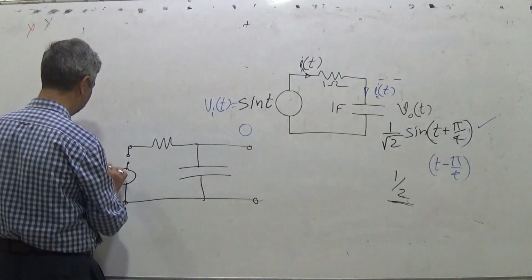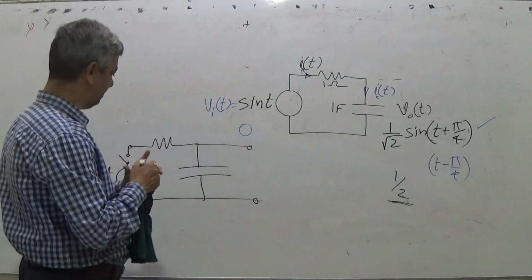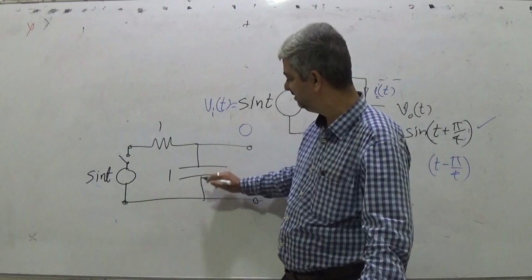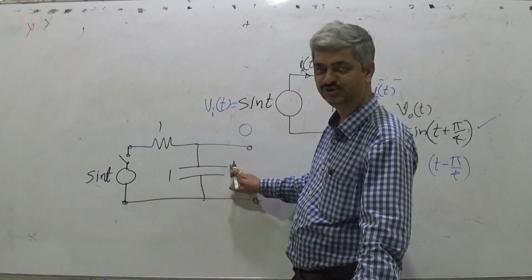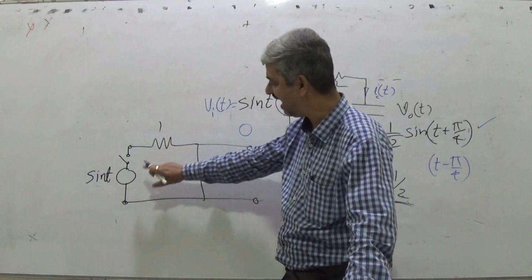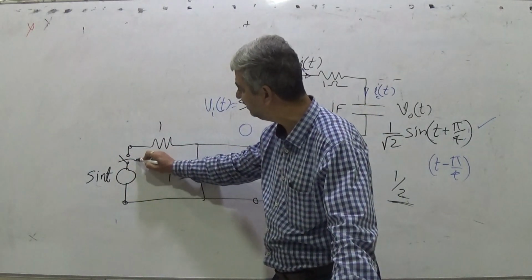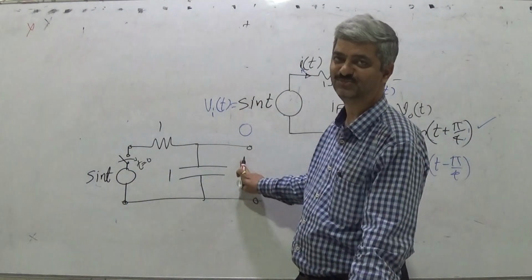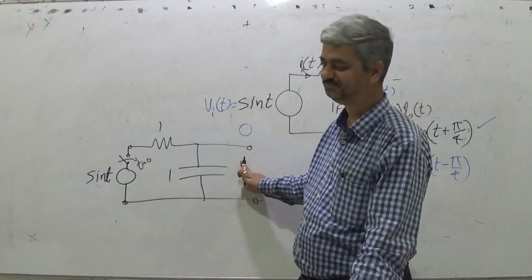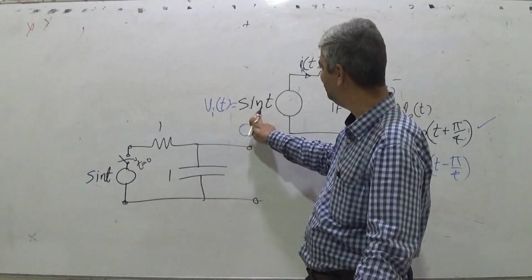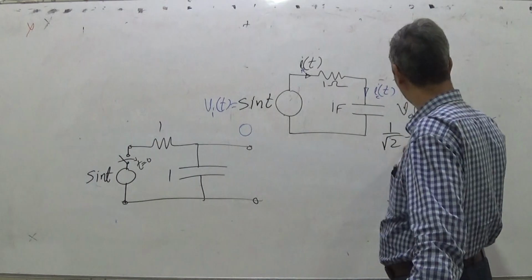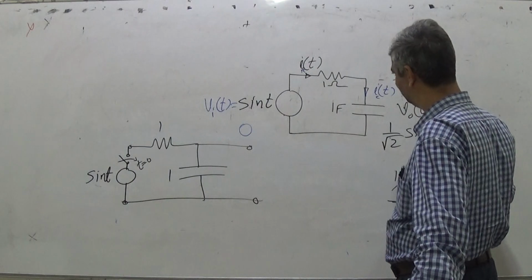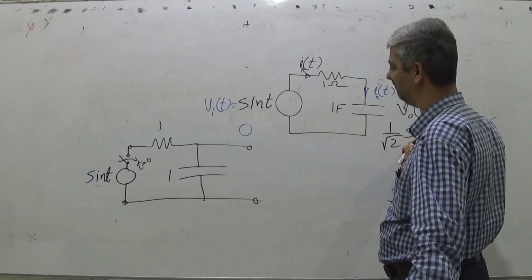Now if I have sin t, this is 1 and this is 1. The capacitor is initially discharged. There is no charge across the capacitor, the resistor is there. And if I connect at t equal to 0, if I make the switch on, what will the output be? V in t equals sin t, V out t is 1 upon root 2 sin t plus pi by 4. At t equal to 0, it is half.